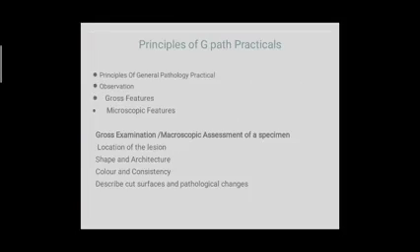Now, moving towards the general pathology practical principles, you should know what are the gross features and what are the microscopic features. Gross means which you can see with the naked eye. In gross, you have to see the specimen, its shape, its appearance, what is the color, its surface, is it rough or smooth, or any secondary changes, and approximately size.